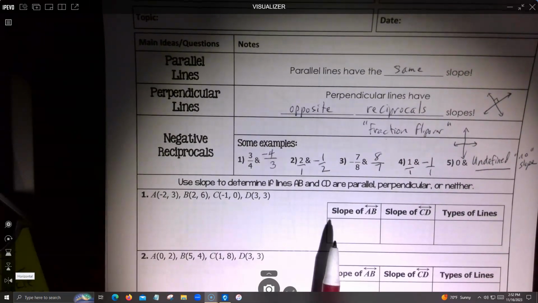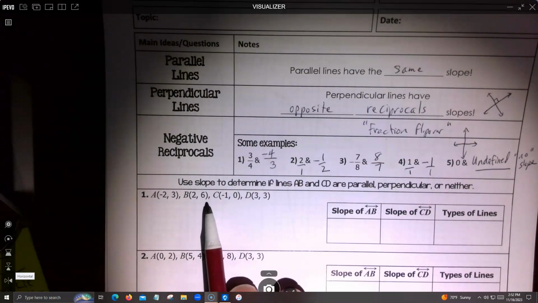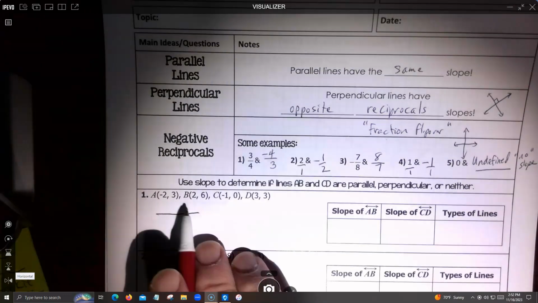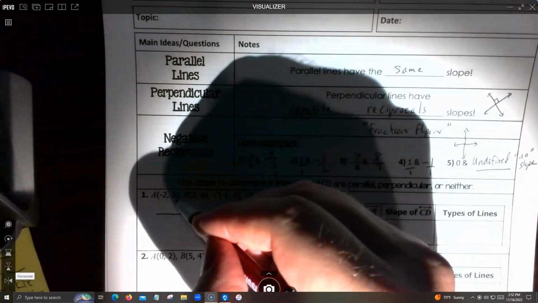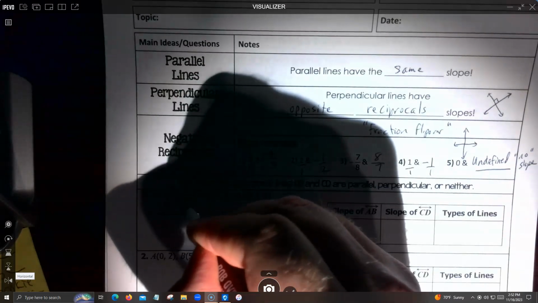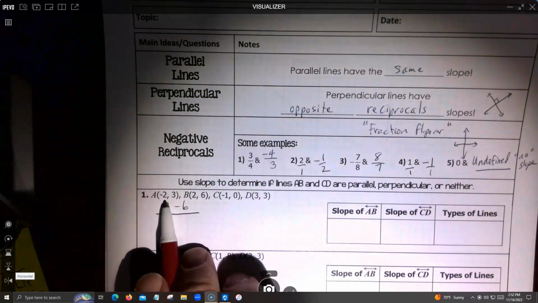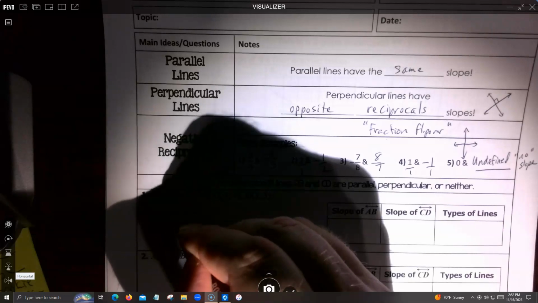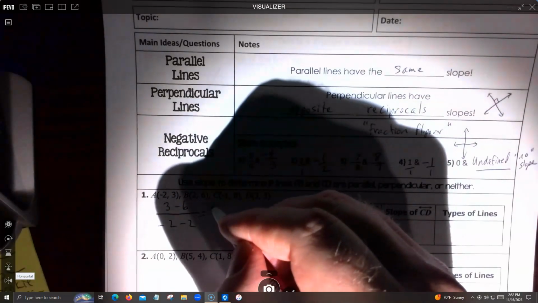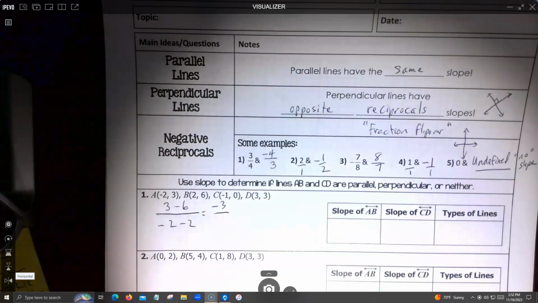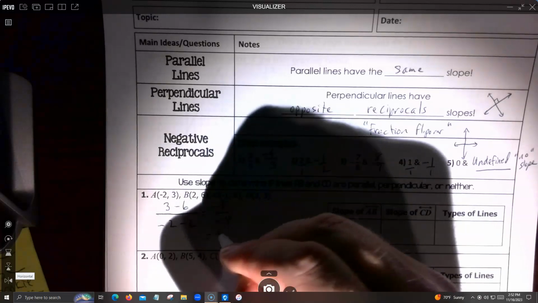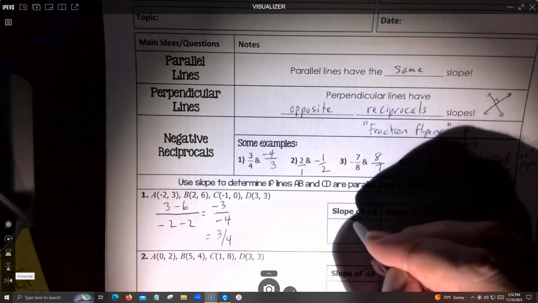All right, so when you're doing the slope of AB, that means you're doing it between A and B. So make a big fraction line. A to B, remember your y's are first. So you do 3 minus 6, and then -2 minus 2. Okay, so 3 minus 6 is -3, and -2 minus 2 is -4. So the slope of this first one is 3/4.